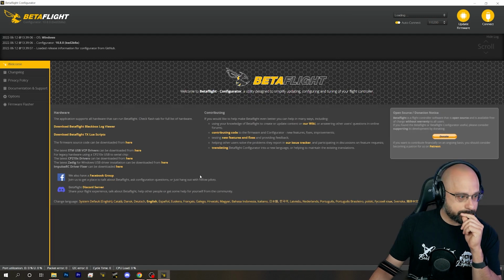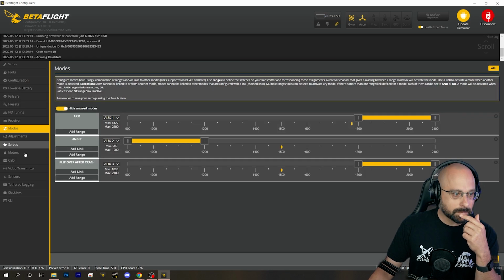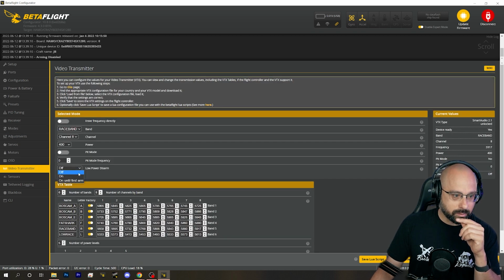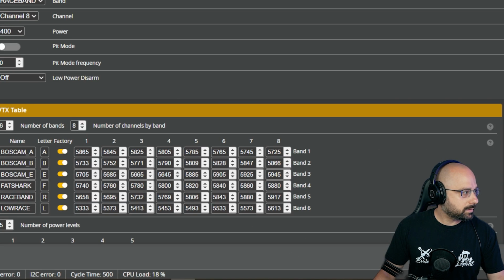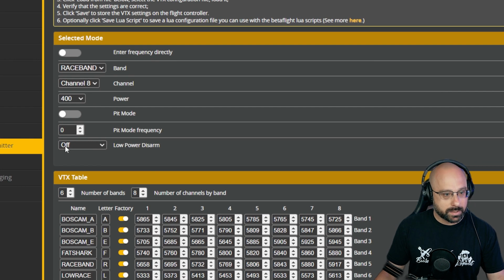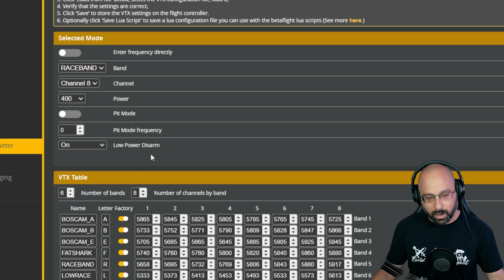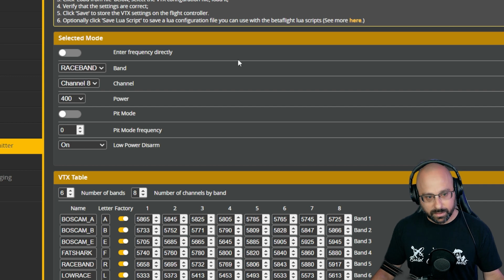So this flight controller shipped with... If we go into the video transmitter tab, it shipped with low power disarm turned on. And what that means is it stays in pit mode until you arm. And I was getting terrible, terrible range. And then when I realized what was happening, I was like, oh, okay.